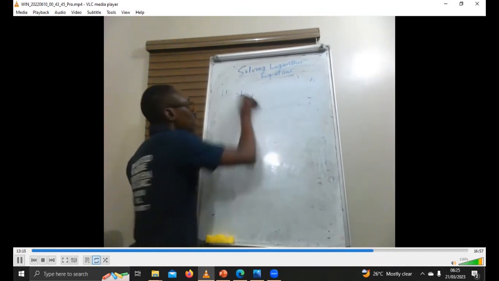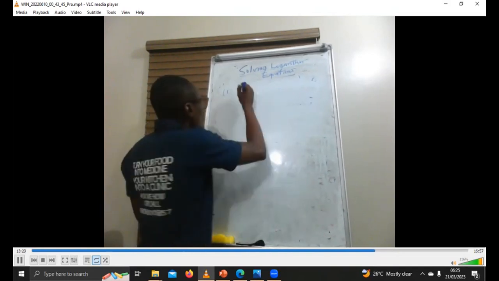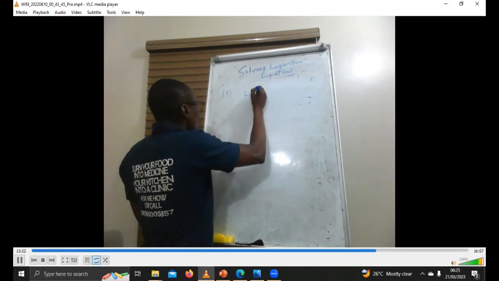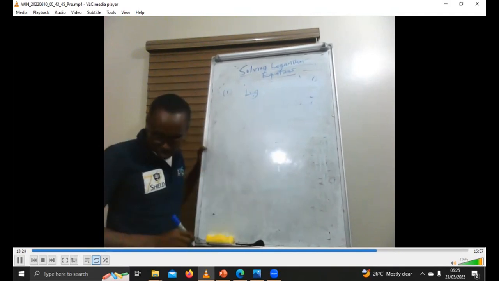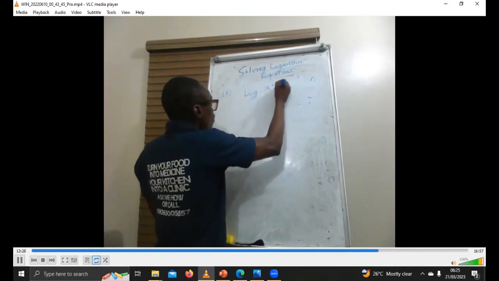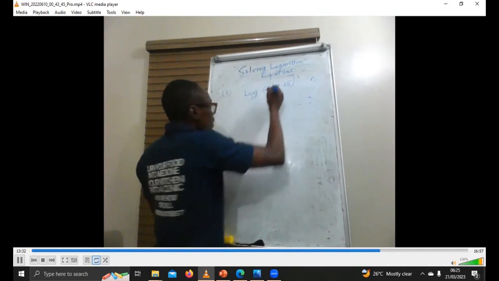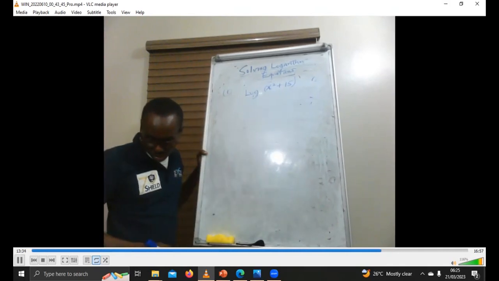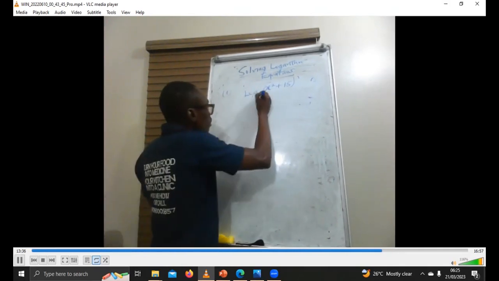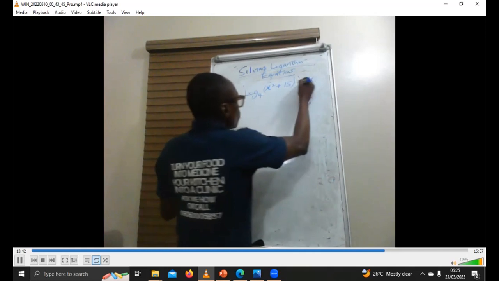The last one here. You have log of x squared plus 15 to base 4 equals 3.